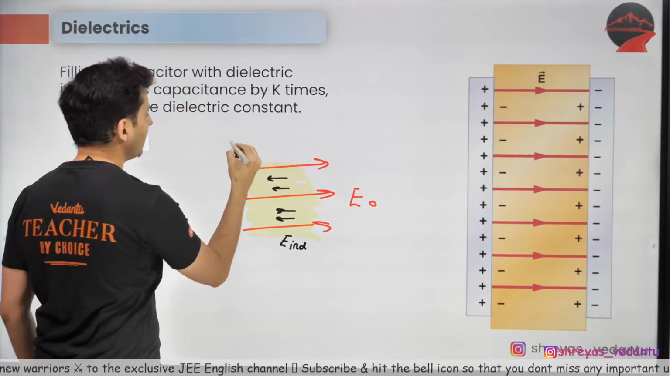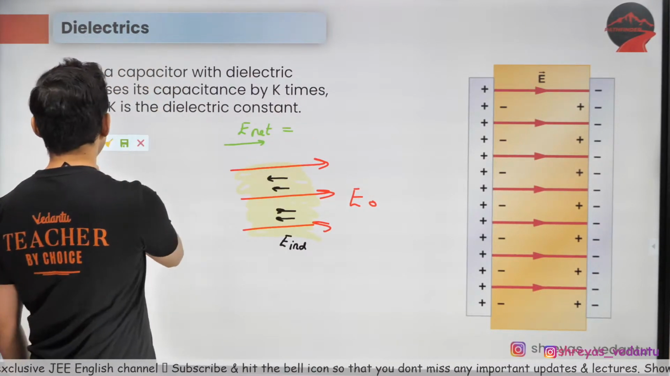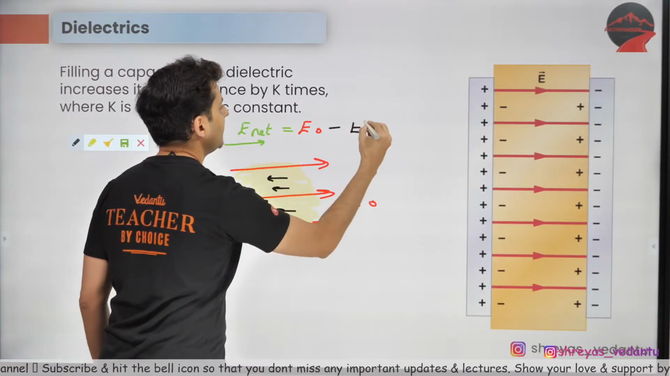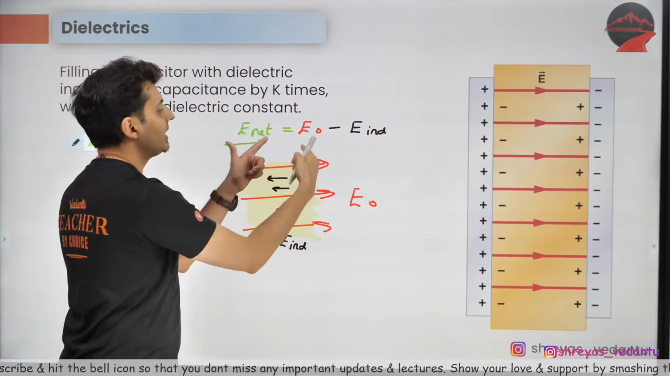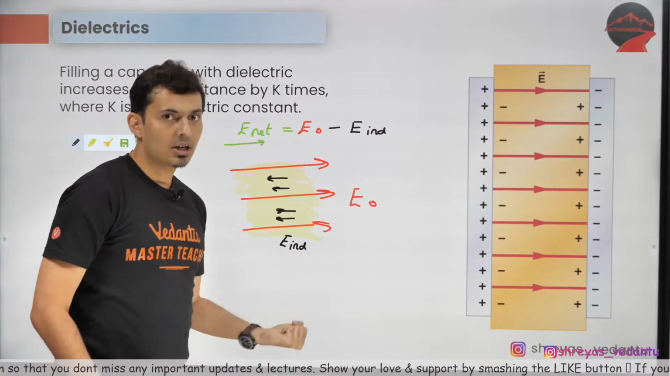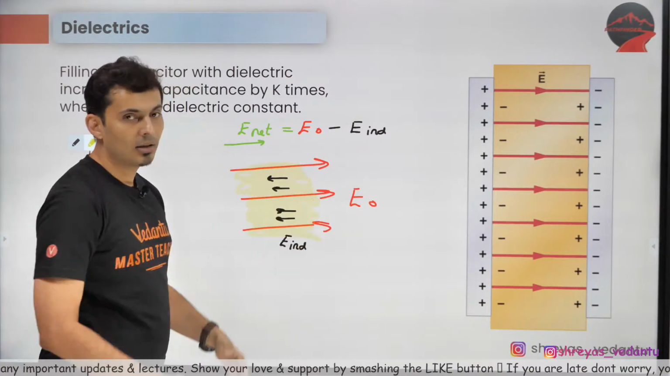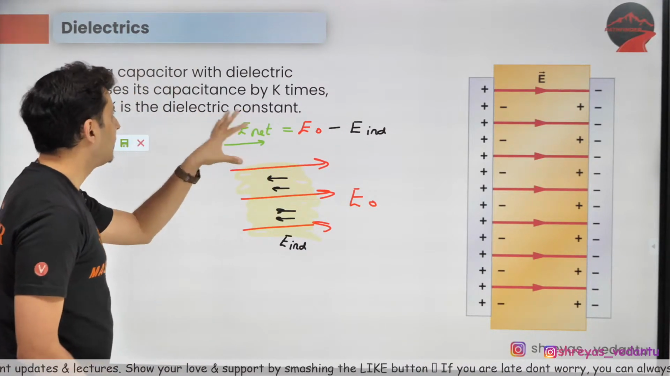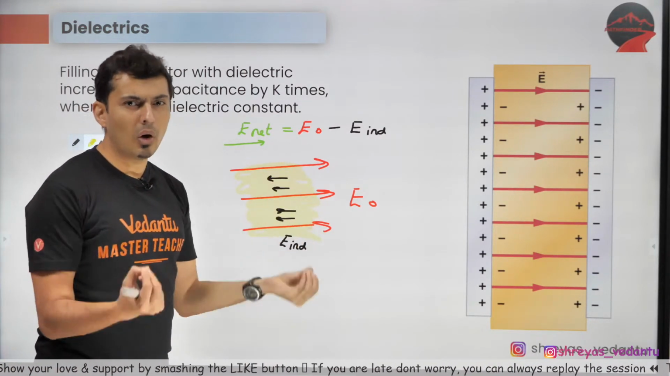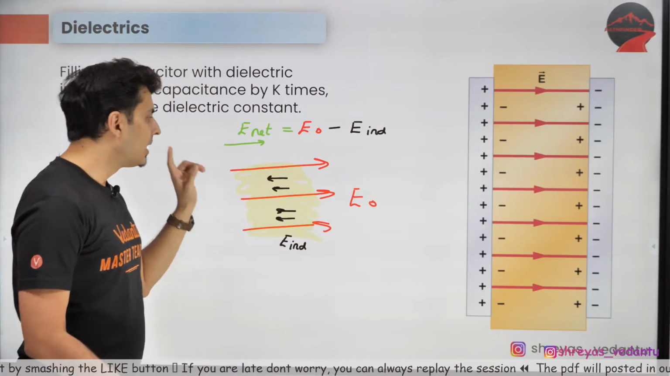Hence, the net field which is there will be the original field minus the induced field. And it is definitely lesser than the original field. That reduction in field is because of the induced charges in that medium. So that medium is then called a dielectric medium, which is also a non-conducting medium.